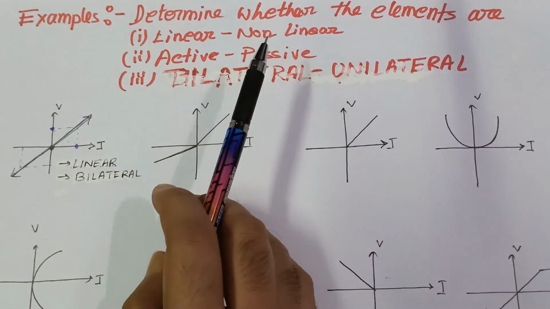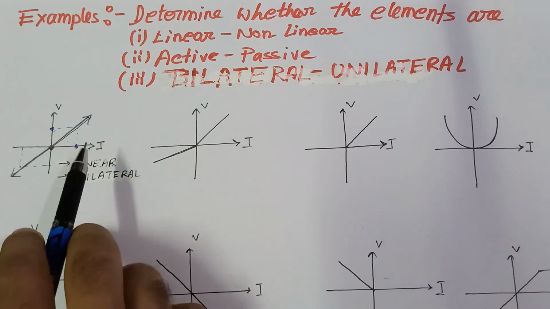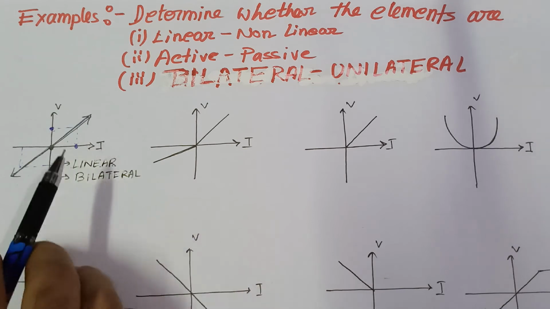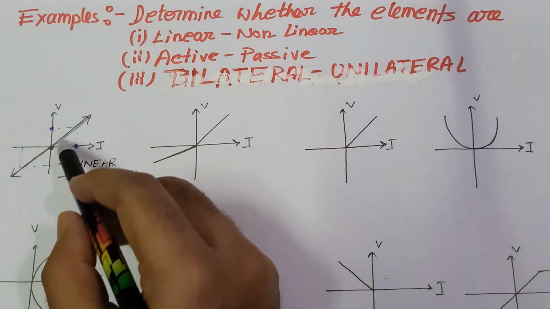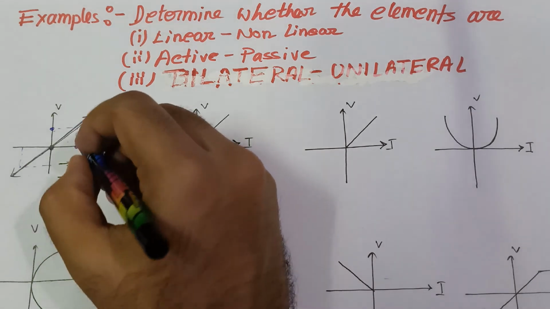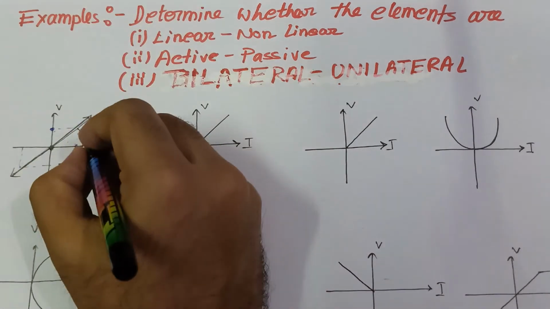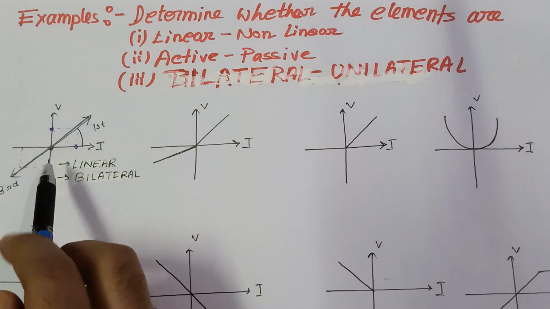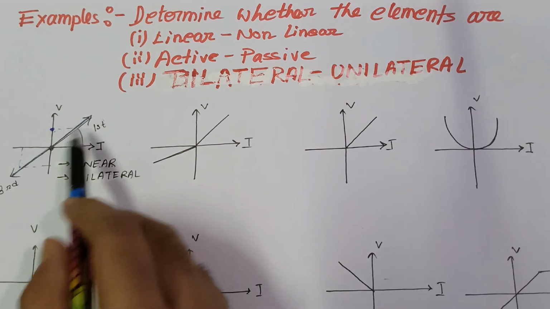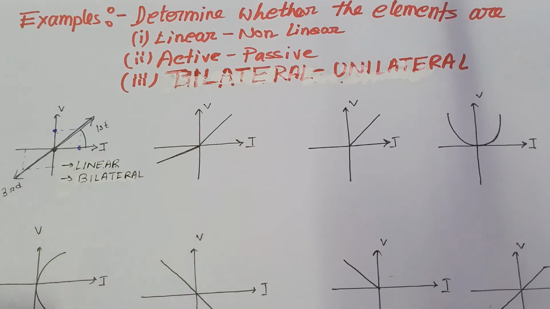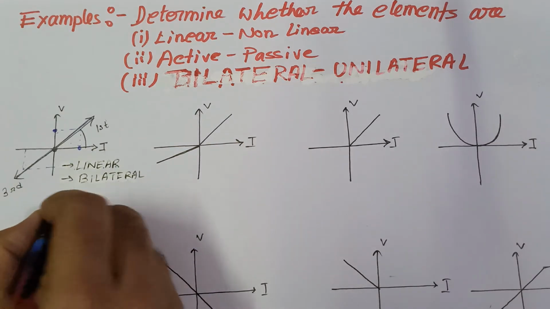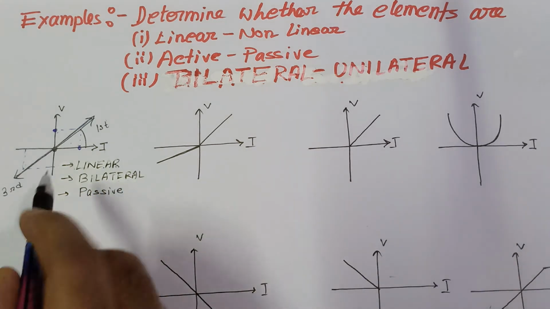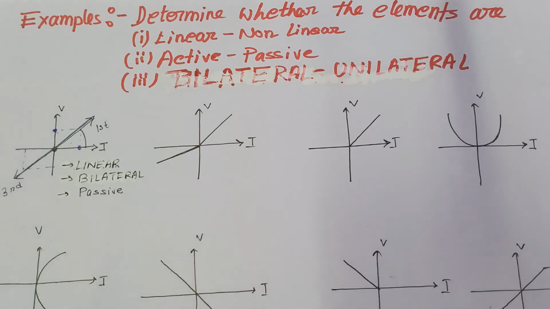The last one: whether it is active or passive. I have told you that if the slope is negative, then it is active, and if the slope is positive, it is passive. Now tell me whether the slope is negative or positive. It is in the first and third quadrant, and slope is tan theta. So in the first and third quadrant, the value of tan is positive. So the slope is positive, which means it is a passive element. Clear? Therefore, it is a linear, bilateral, and passive element.